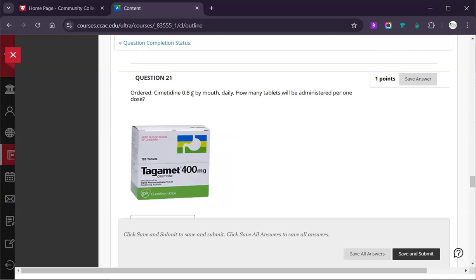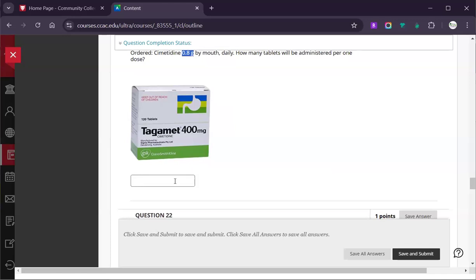Cimetidine, or Tagamet, the order is 0.8 grams. You can see the label is 400 milligrams. It wants to know how many tablets per dose. So 0.8 grams, when we convert that to milligrams, becomes 800 milligrams. So 800 over 400 is 2.